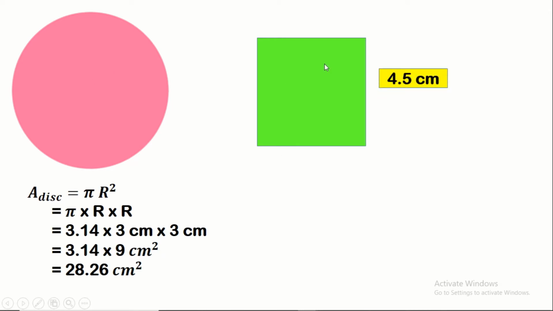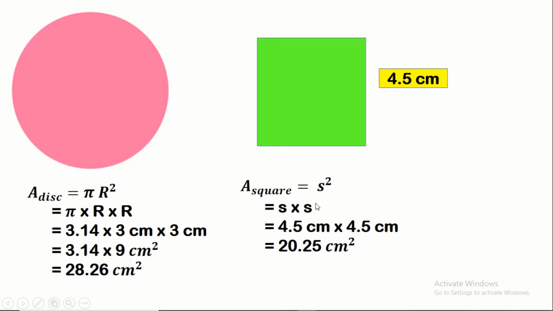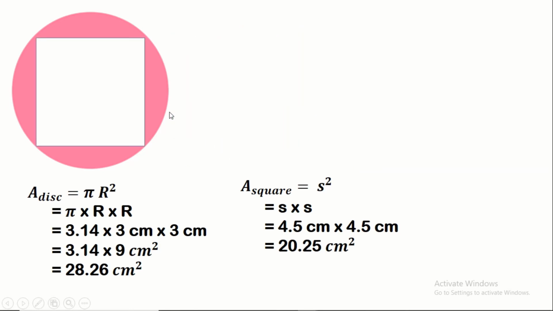What about the square? It has a side of 4.5 cm. Shouldn't its area be side squared? So it's side times side. 4.5 cm times 4.5 cm gives us 20.25 cm squared.